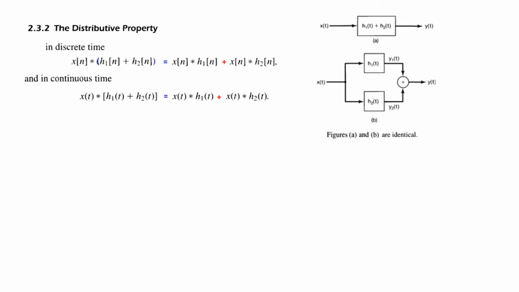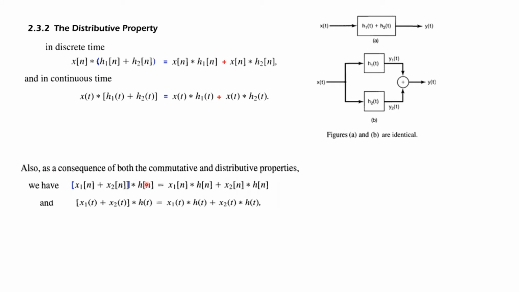And if we want to represent this graphically, what it is saying is that x convolved with h1(t) plus h2(t) is the same as x convolved with h1(t) going to the summer, plus x convolved with h2(t) going to the summer, and this is the final answer. So this can give you a graphical idea of what we are talking about.